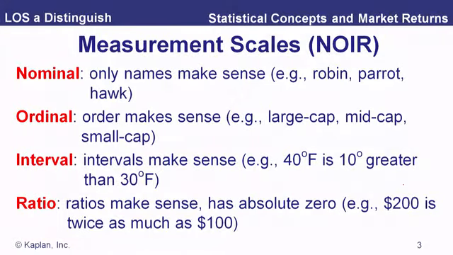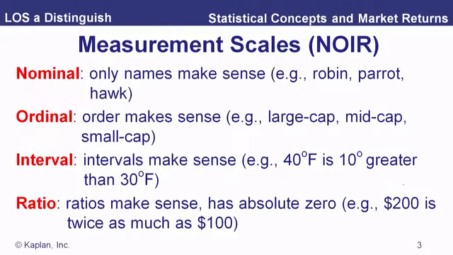Now with an ordinal scale, the order makes sense. So if we have labeled some stocks, large capitalization, small capitalization, middle capitalization, based on the total market value of their outstanding shares, the order would make sense. A mid-cap stock has a greater market value than a small-cap stock, and a large-cap stock a greater market value in total than a mid-cap stock. But the intervals, the difference between large cap and mid cap and the difference between mid cap and small cap, that's just not defined here at all.